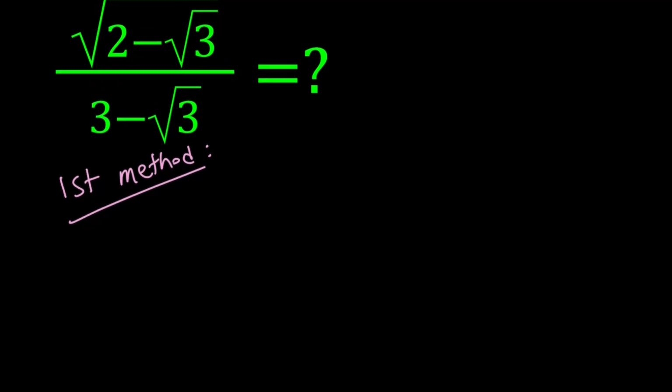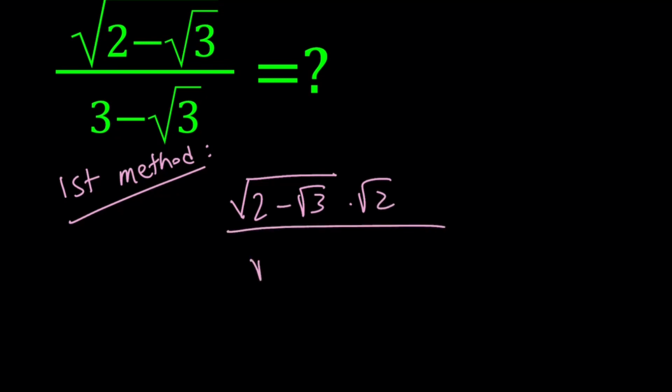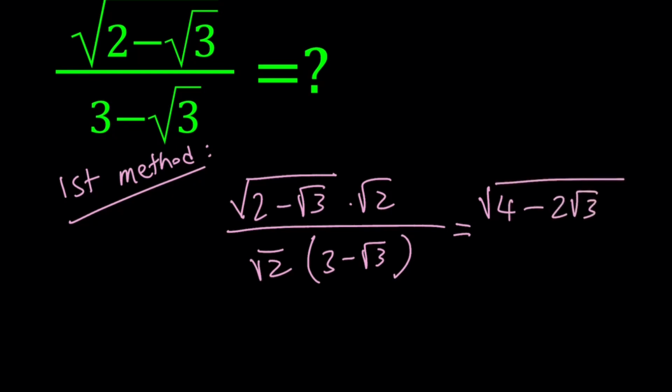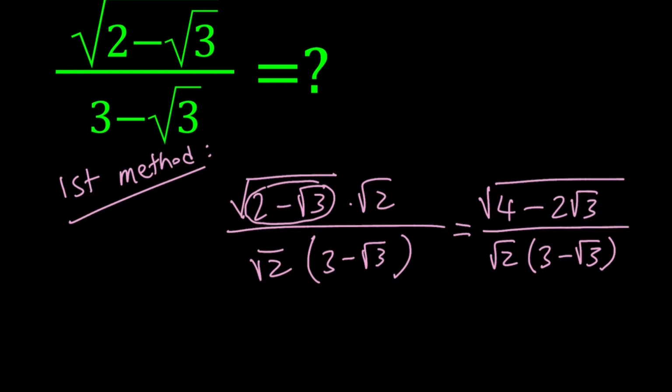For my first method, I'm going to multiply the top and the bottom by square root of 2. I'll explain why I'm doing it. So I can write it like this. And then when I distribute the top, inside the radical, I'm going to get 4 minus 2 root 3. Notice that we're multiplying everything inside by 2 here. So that's why we get 4 minus 2 root 3, and that's going to help us. And the bottom, don't distribute, just leave it like that. It's better in the factored form.